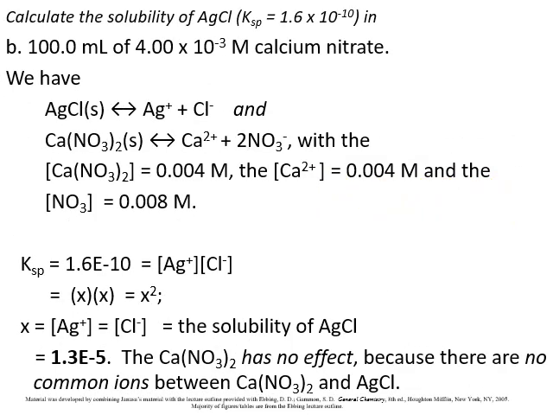For this one, calculate the solubility of silver chloride in calcium nitrate. The KSP here is 1.6 times 10 to the minus 10th. The solubility in water is 1.3 times 10 to the minus 5th. Will it change if we add calcium nitrate? Before you do anything else, look at calcium nitrate to see if there's any common ion with silver chloride. Is anything in calcium nitrate also present in silver chloride? No. So what effect is it going to have? None. So the solubility will still be 1.3 times 10 to the minus 5th. Okay, next slide.